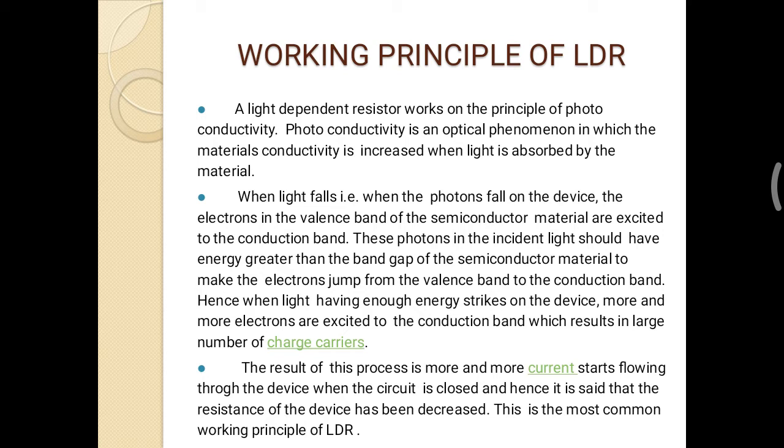Hence, when light having enough energy strikes the device, more and more electrons are excited to the conduction band, which results in a large number of charge carriers. The result of this process is that more and more current flows when the circuit is closed, and hence it is said that the resistance of the device has decreased. This is the common working principle of the LDR.